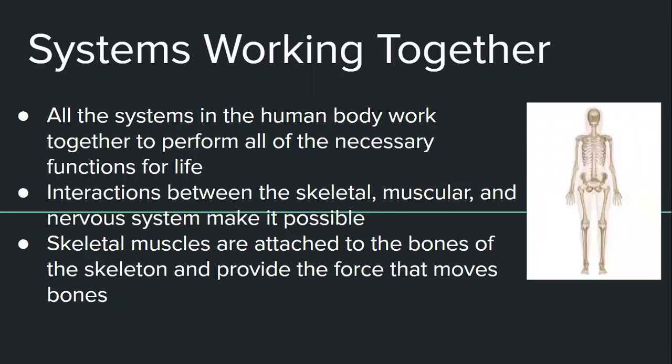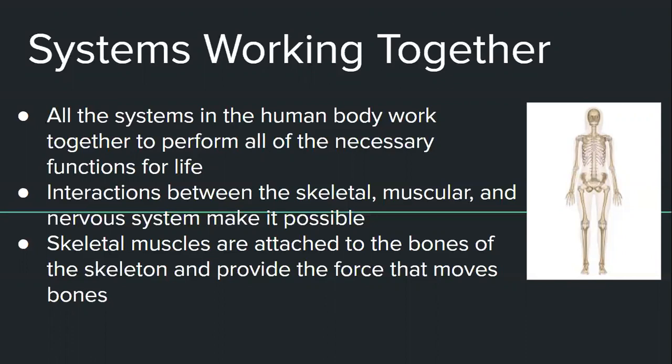So we're going to continue on a little bit about systems working together. All the systems in the human body work together to perform all the necessary functions for life. Cells are going to need oxygen provided by the respiratory system and carried by the circulatory system. Organs carry out commands from the nervous system, and every part of the body changes its activities based on signals from the endocrine system.